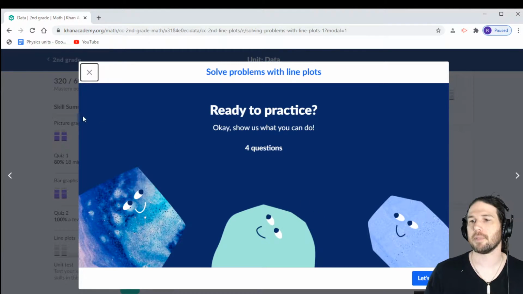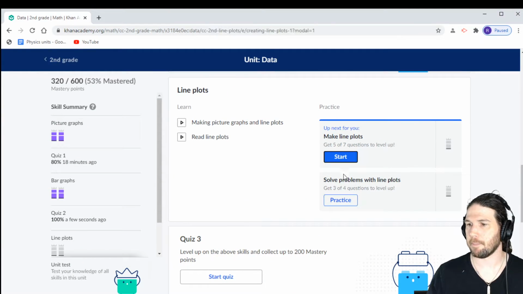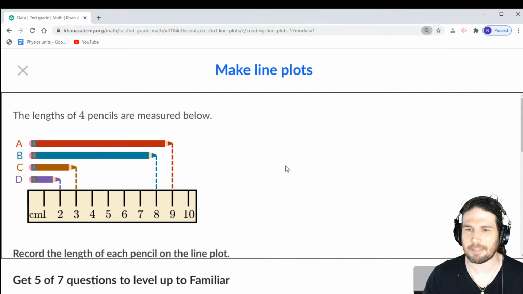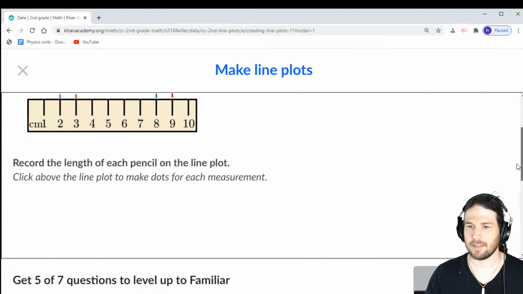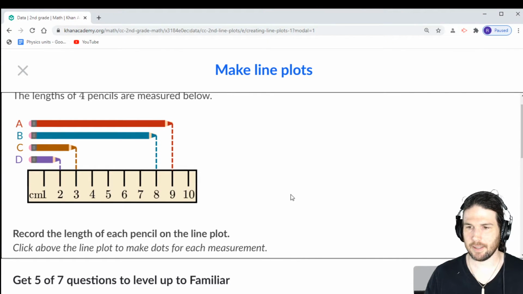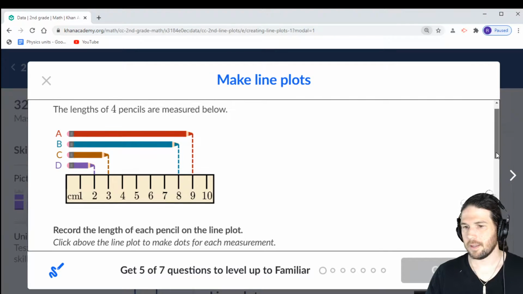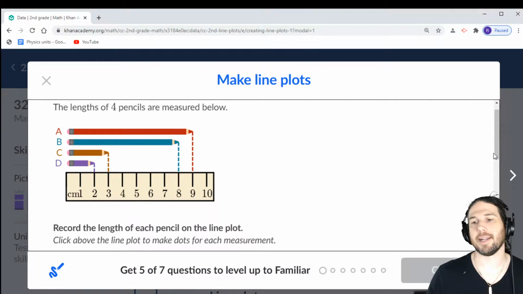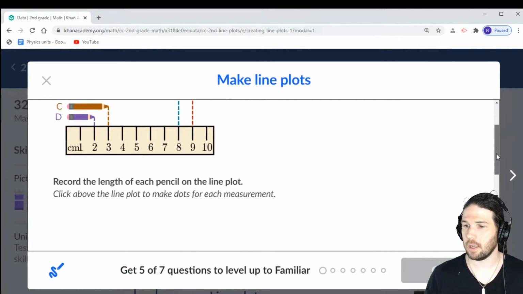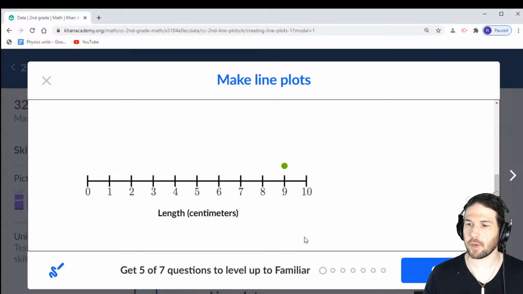Let's solve problems. Actually, no, let's not solve problems with line plots. Let's make line plots. There we go. What the hell is a line plot? Oh, I see. So the line plot says that you see how there is one pencil that is 9 centimeters long? So we're going to go over to 9 centimeters and we're going to put one dot there.